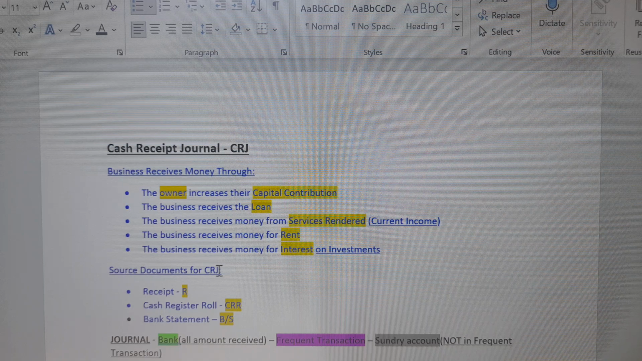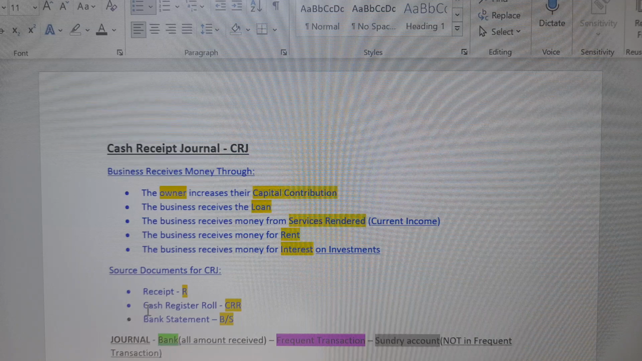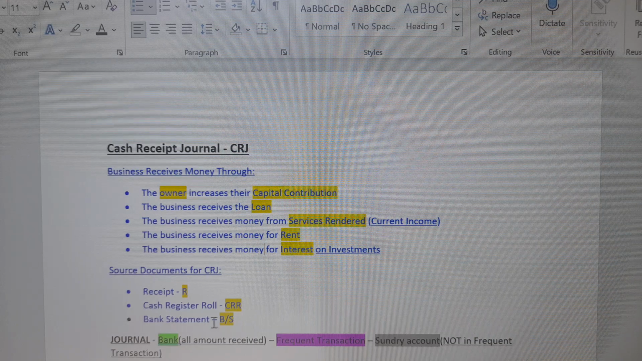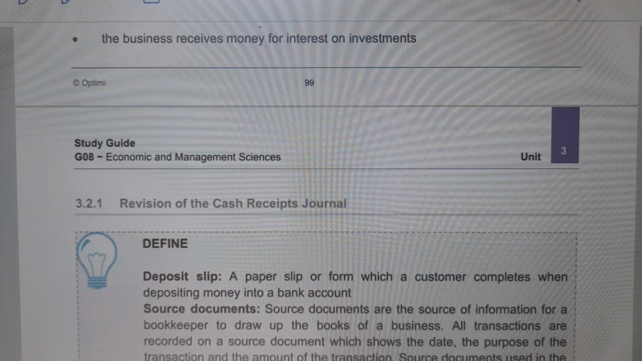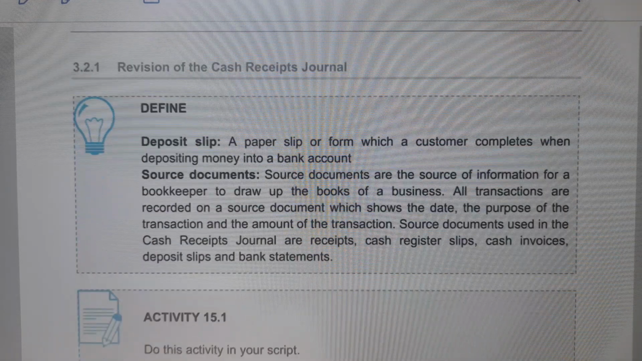The source document can be a cash receipt, whose abbreviation is R, with the receipt number, obviously. Then the cash register roll and the bank statement. The textbook has put additional source documents: receipts, cash register slips, cash invoices, deposit slips, and bank statements. So those are the source documents for the CRJ.